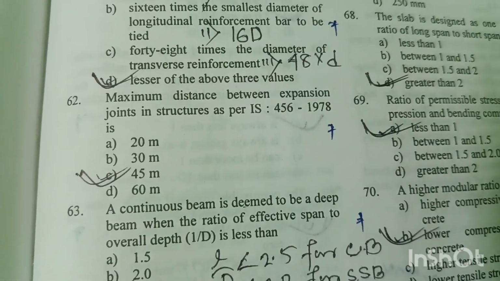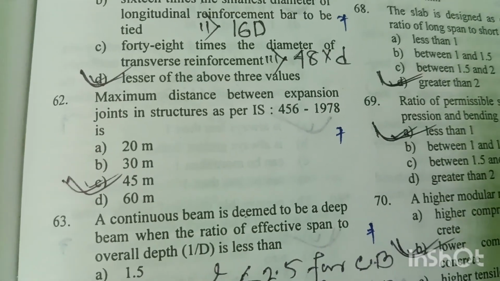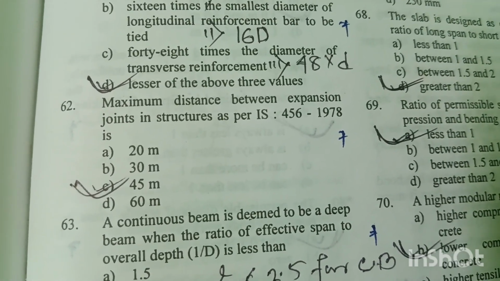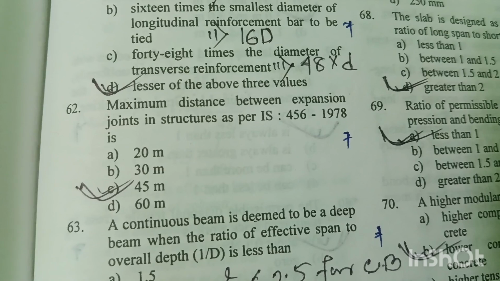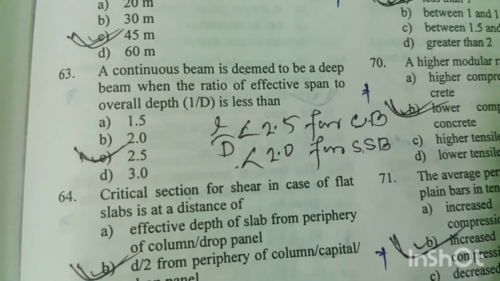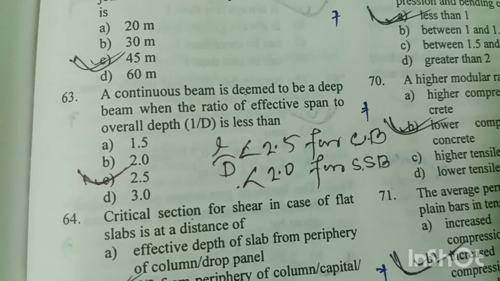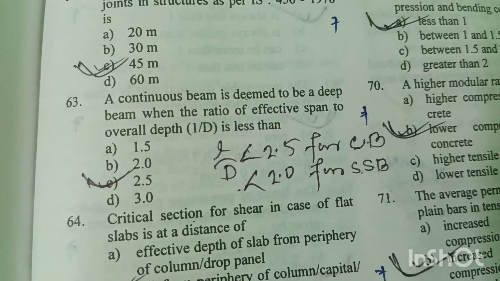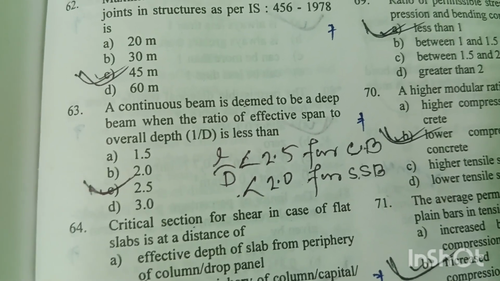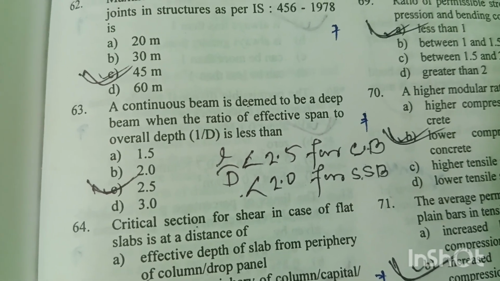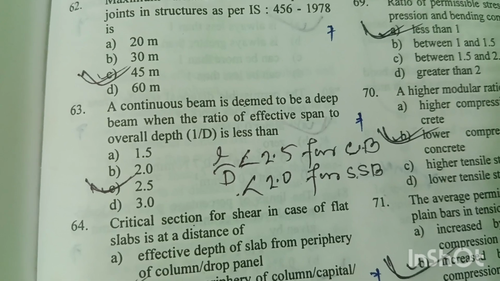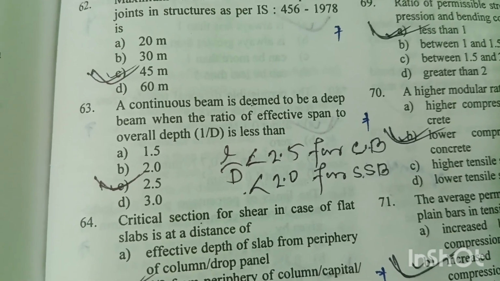Question number 62. Minimum distance between the expansion joints in a structure as per IS 456 1978 is 45 meters. Option C is the right answer. Question number 63. A continuous beam is deemed to be a deep beam when its ratio of effective span to overall depth is less than 2.5. Option C is the right answer, and it is true for a simply supported beam.